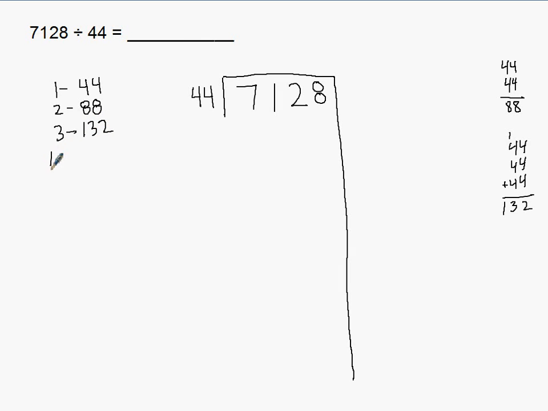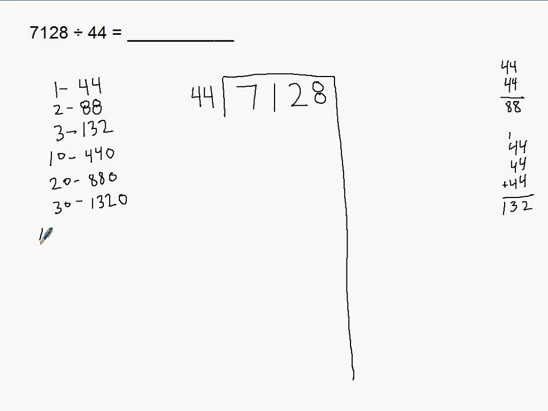And now I'll go 10, 20, 30. And I'm going to bring these three numbers straight on down, just like they are, in the same order. And since I'm multiplying times 10, 20, and 30, not 1, 2, 3, I can just add a 0 to each of these. And I'm going to check 1,320 is lower than 7,128.